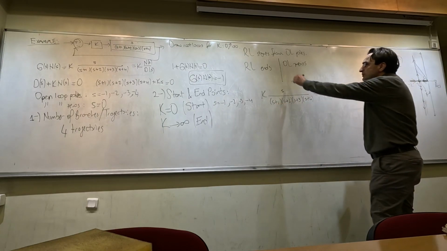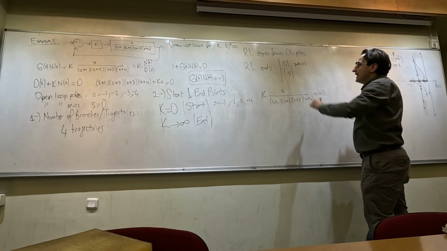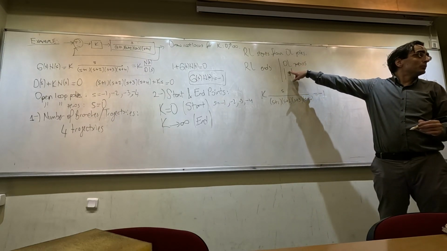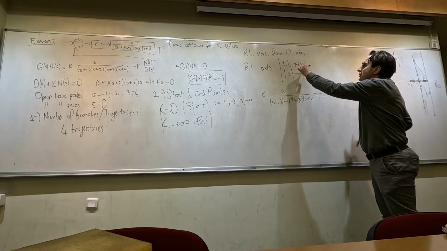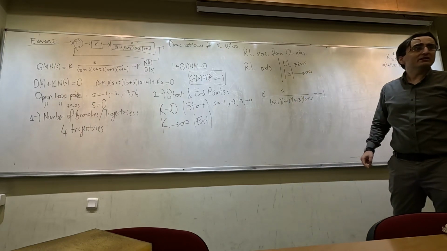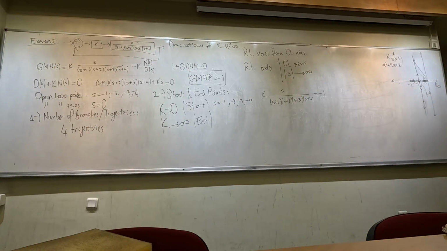That actually means that root locus ends either at open loop zeros or it ends when s goes to infinity. So here, come back here. Here I had two open loop poles, and how many open loop zeros did we have? How many open loop zeros did we have?